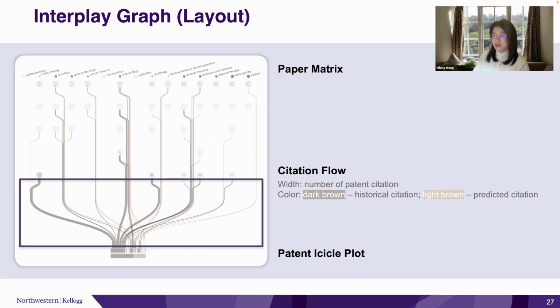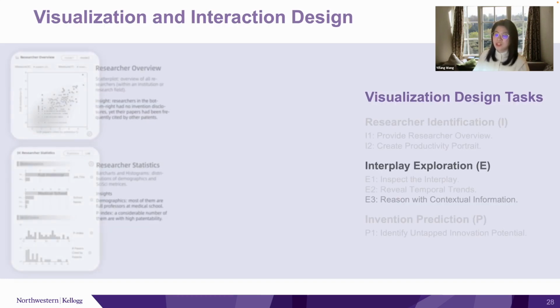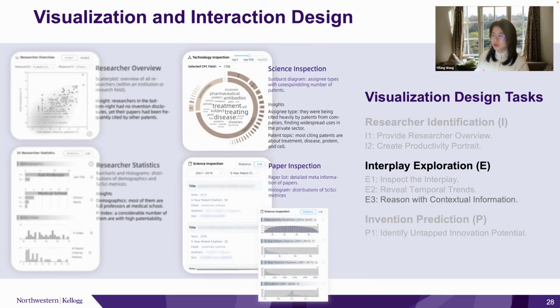2 colors encode 2 flow types. Dark brown means the historical citation, and light brown encodes the prediction results. We have also optimized the order of the paper matrix columns to minimize the flow crossings. The technology inspection view and the science inspection view show additional contextual information about papers and patents, such as assignee distribution, patent keywords, paper lists, and so on.